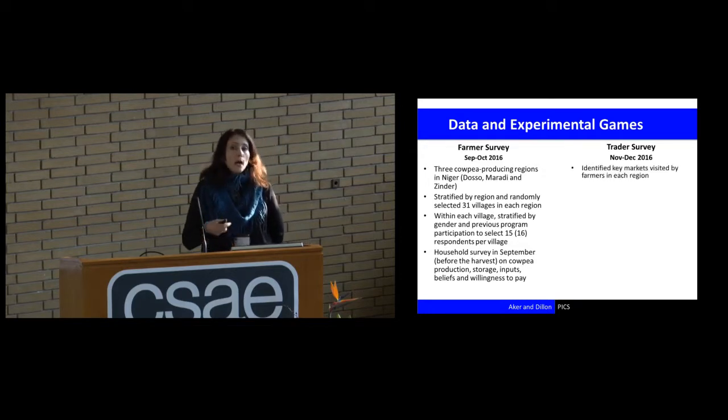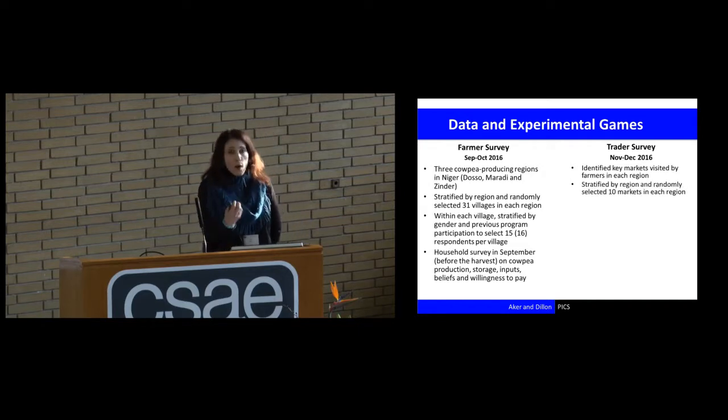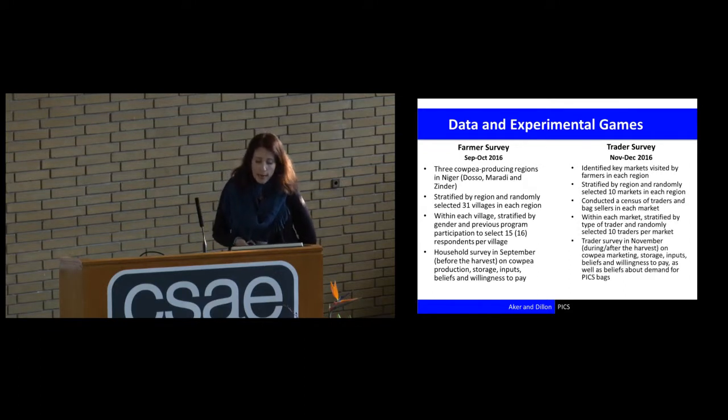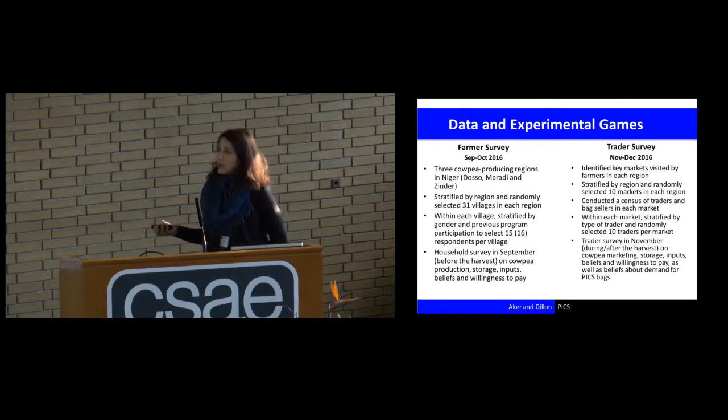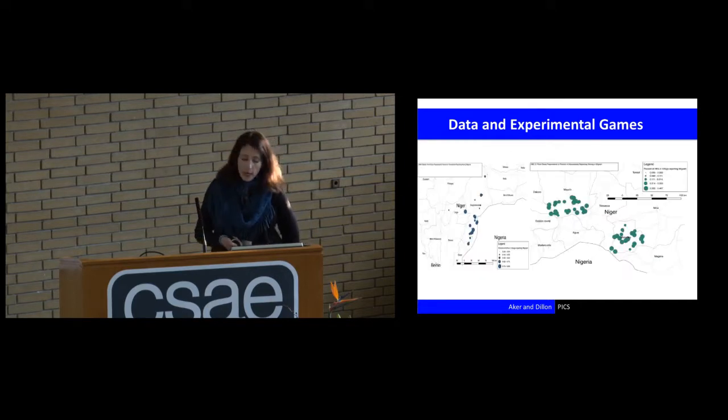We then went in during and immediately after the harvest for traders, looking at the markets where farmers were actually selling their cowpea and also buying their cowpea. It went into about 33 markets. Again, we did much of the same exercise with traders as we did with farmers, but we tried to get a lot more information about whether or not traders were also actually supplying these bags on these local markets, to see if we could document some of the heterogeneity and distribution that we had heard about so much before.